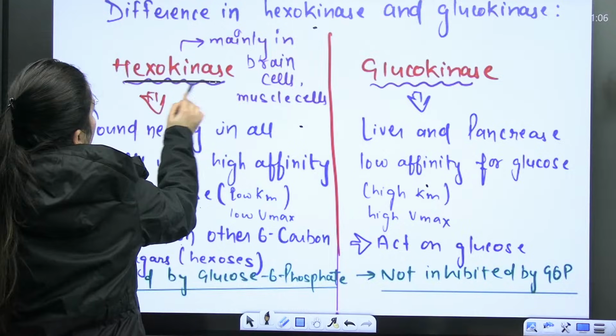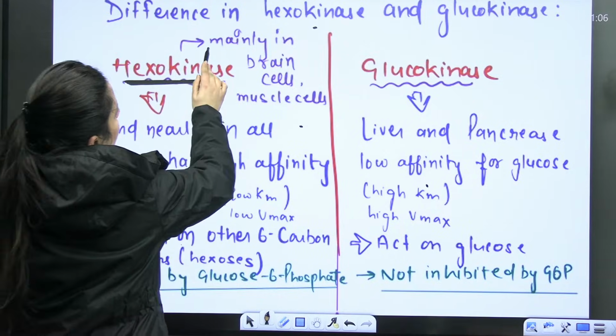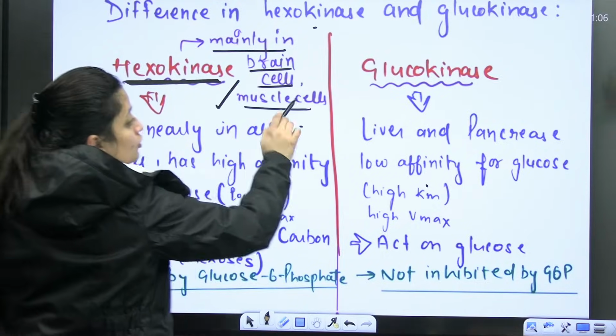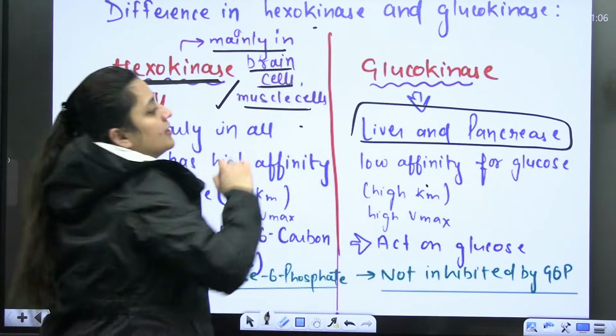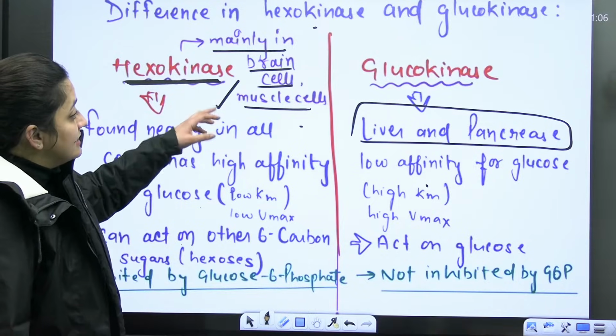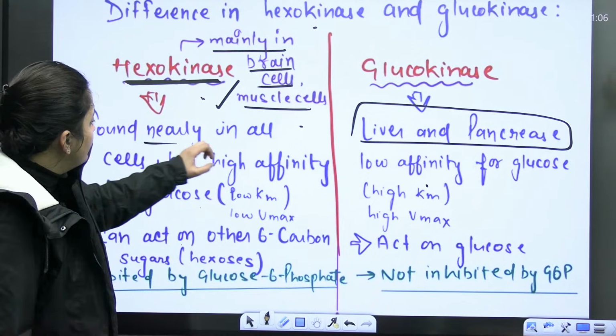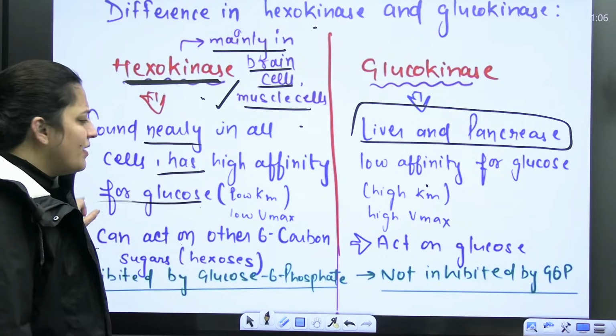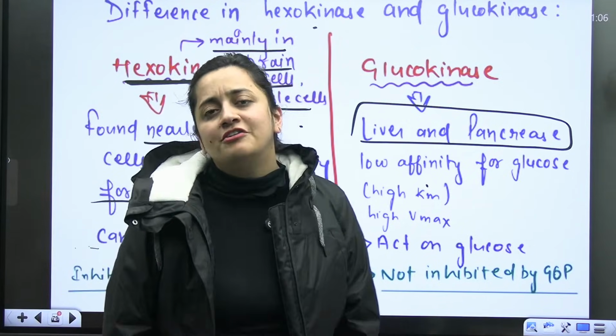So, hexokinase. Next is what? This enzyme you will mainly get in brain cells or muscle cells. Glucokinase will be mainly in the liver and pancreas, and I'll tell you the reason. Hexokinase is found in nearly all cells and has high affinity for glucose. Now, what is the meaning of high affinity for glucose?